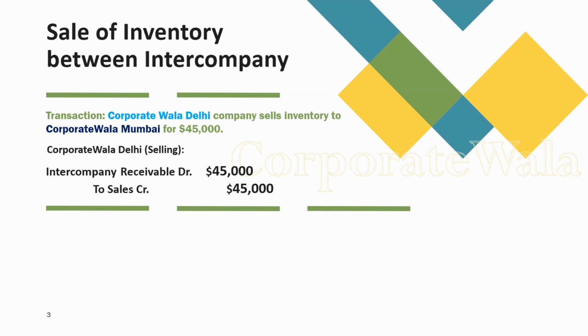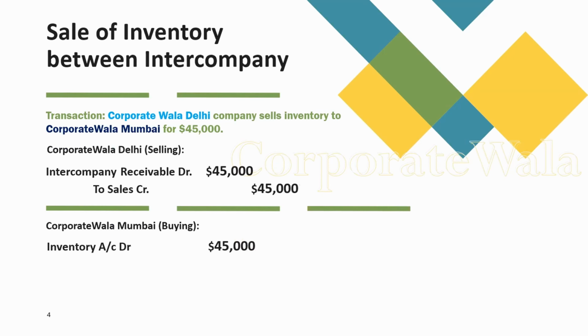Okay, but this is not it. We have to pass the journal entry in the books of Mumbai as well. So in that case, what will be our journal entry? We will debit the inventory account because they have received the 45,000 inventory, and we will credit the intercompany payable account because as you can see, Corporate Wala Delhi company sold 45,000 inventory to Corporate Wala Mumbai.